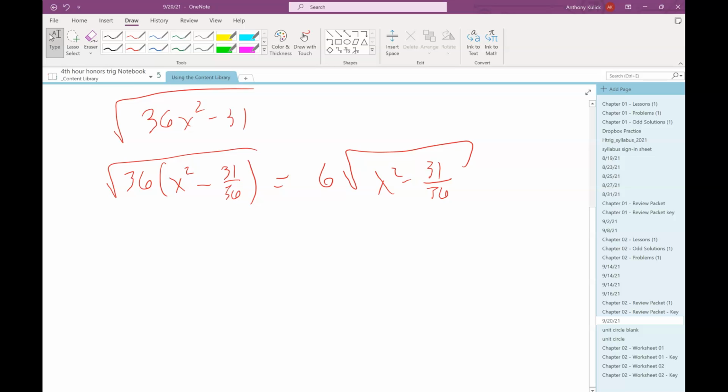Yeah, a lot of people did this, breaking their radical at the addition and subtraction symbol, which just makes your math teacher sad.